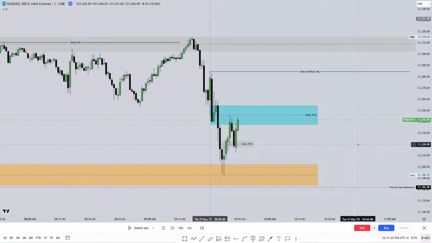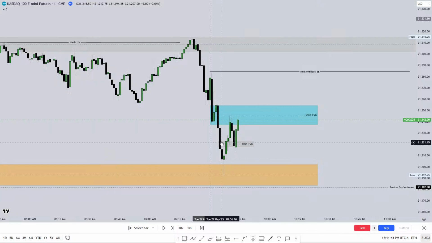And the way I look for that change in the state of delivery is I look for the highest inversion fair value gap within the leg, which is going to be on the 1 through 5 minute time frame. I look for breakers, and I look for order blocks. And I just want to see price start to respect these to the upside.